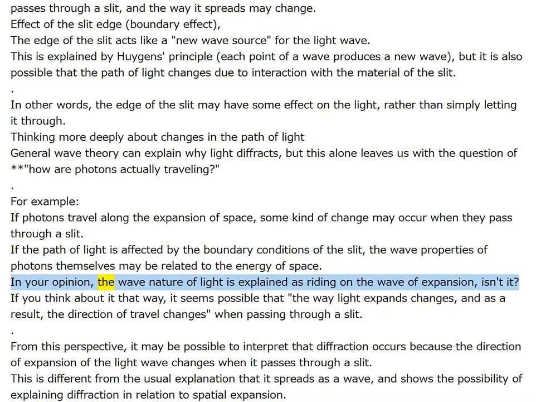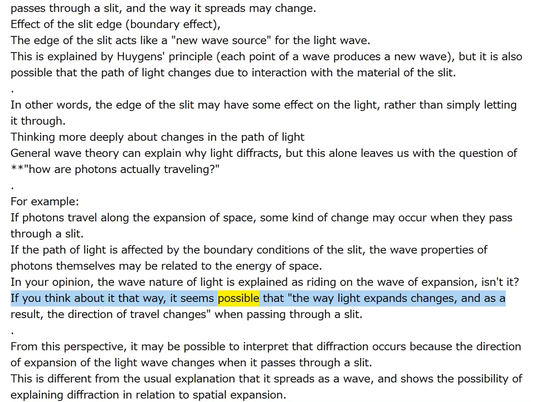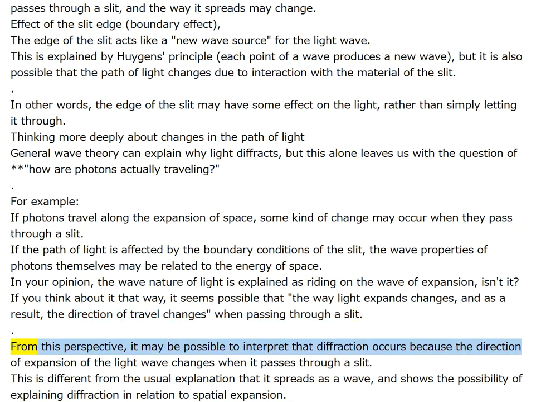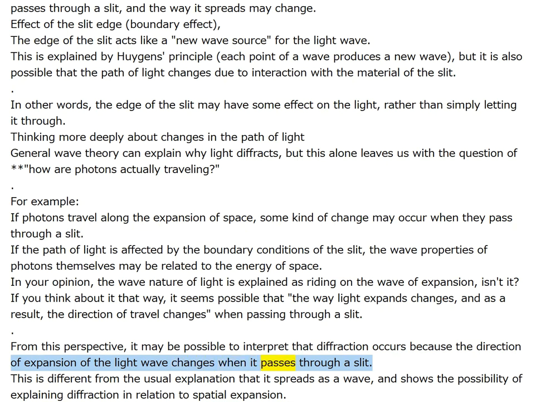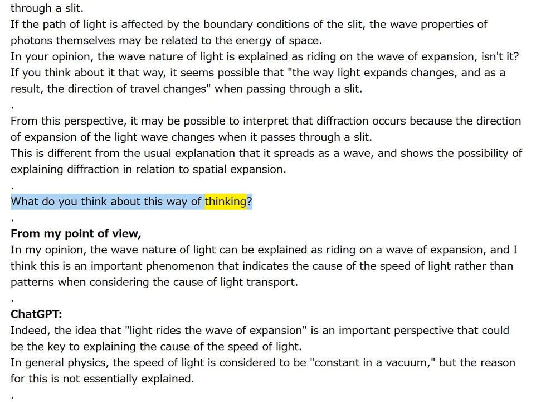In your opinion, the wave nature of light is explained as riding on the wave of expansion, isn't it? If you think about it that way, it seems possible that the way light expands changes, and as a result, the direction of travel changes when passing through a slit. From this perspective, it may be possible to interpret that diffraction occurs because the direction of expansion of the light wave changes when it passes through a slit. This is different from the usual explanation that it spreads as a wave, and shows the possibility of explaining diffraction in relation to spatial expansion. What do you think about this way of thinking?